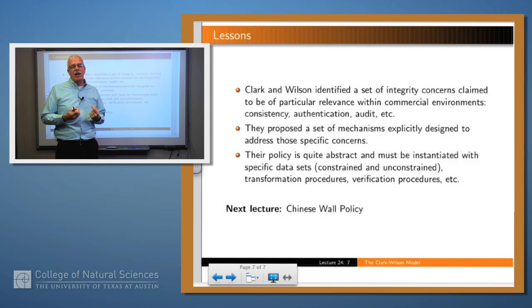And their policy actually is very abstract, and so they have the set of rules about transaction procedures and constrained data items. But if you want to apply this within the context of a particular commercial environment like a bank, you've got to figure out what these rules mean and how you instantiate those things.